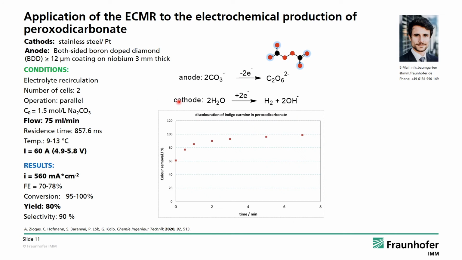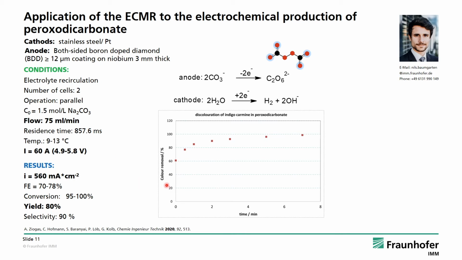Another application of the electrochemical microreactor is the synthesis of peroxydicarbonate, where we used a boron-doped diamond electrode as an anode. What is interesting here is that we used very high flow rates, 75 milliliters per minute, and the reactor was capable of doing so. Another fact is that we had very high currents, leading to very high current densities of 560 milliamperes per square centimeter. However, we were able to control the temperature due to this heat exchanger and could operate the reaction at 9 to 13 degrees Celsius, although we had a very high heat load due to this high current density.